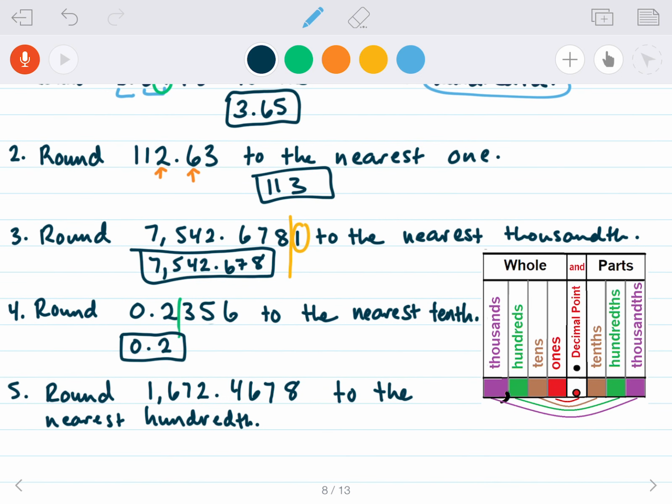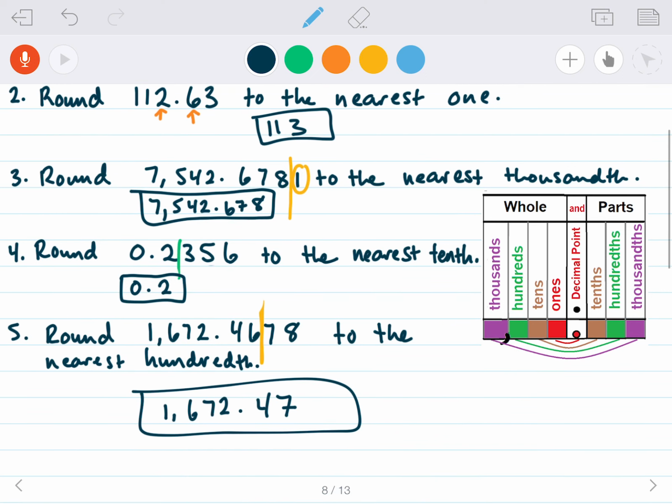And to the 100th spot, we want to cut it off right here. Should we round 6 up to 7? Yes, we should, because the number directly to the right of it is bigger than 5. So when we cut this off, we have 1,672.47. That's rounded to the nearest hundredth.